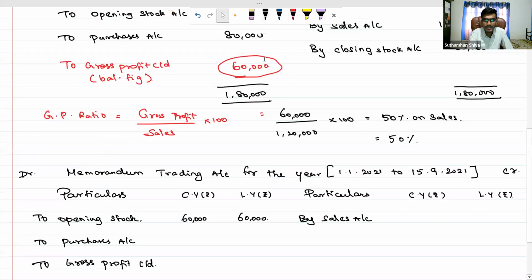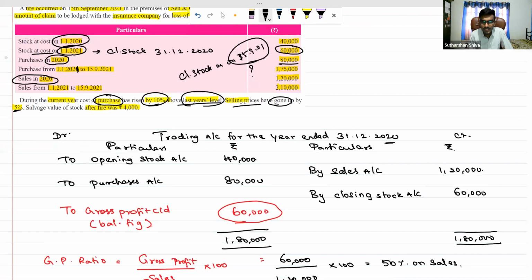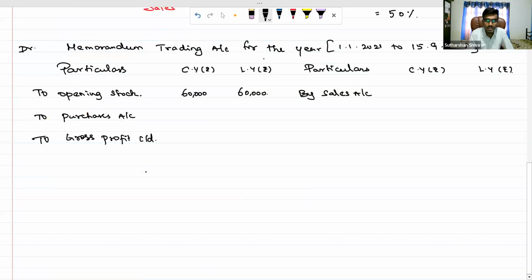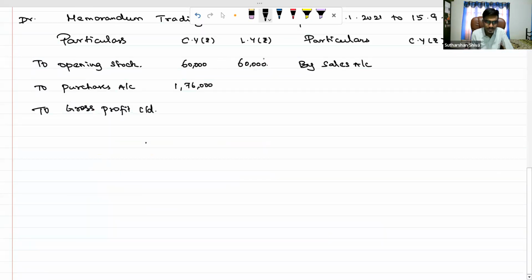What is it in the current year? Current year, what is the purchase value? 1,76,000. What information have they given? During the current year, the cost of purchases has been increased by 10% above the last year's level. So it means in the current year, it is 1,76,000. But in the same way, this 1,76,000 is a 10% increase. Suppose the same way which I expressed in undervaluation, overvaluation.